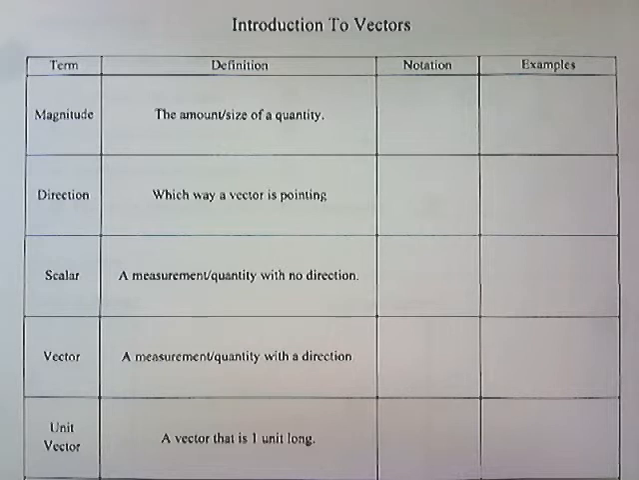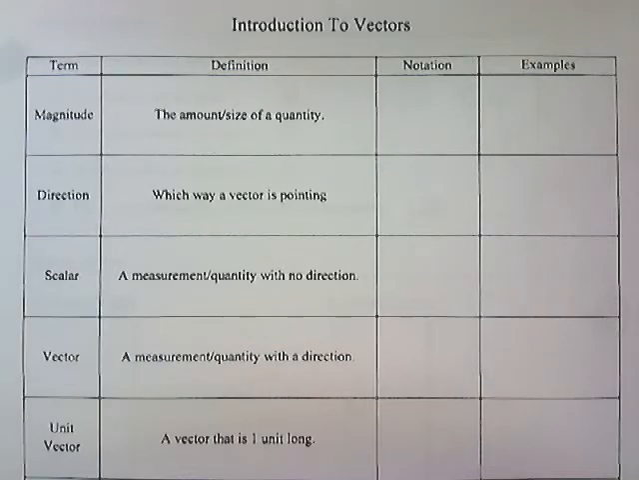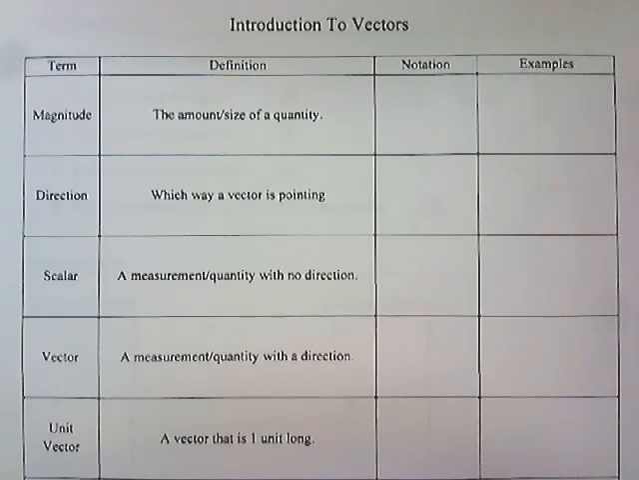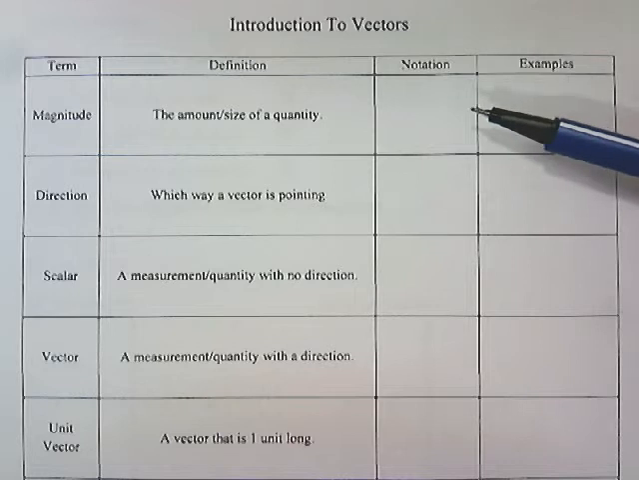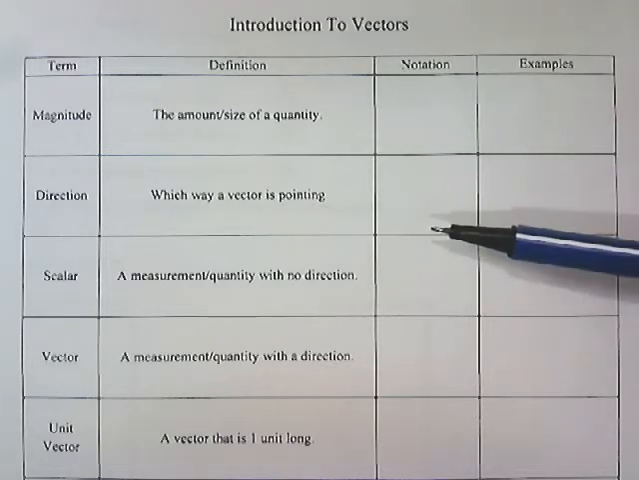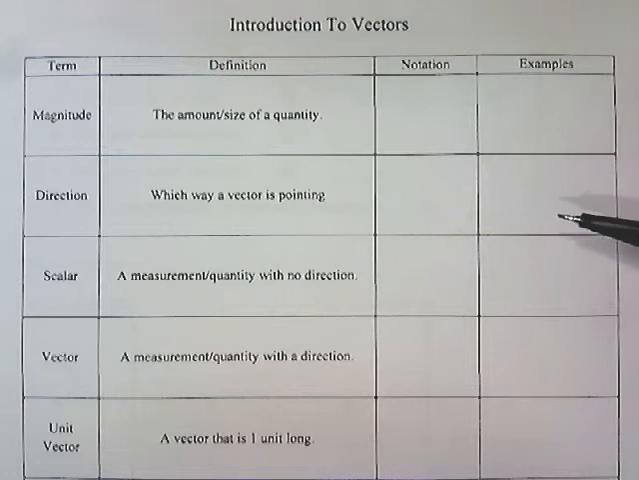So our first word on the list is magnitude. The magnitude is the size of the amount, how big it is. So if I was looking at a velocity and it was 10 meters per second north, the magnitude would be the 10 meters per second, and the north would be the direction. So the magnitude is the numerical part of a vector, and the direction is which way it is headed or pointing.